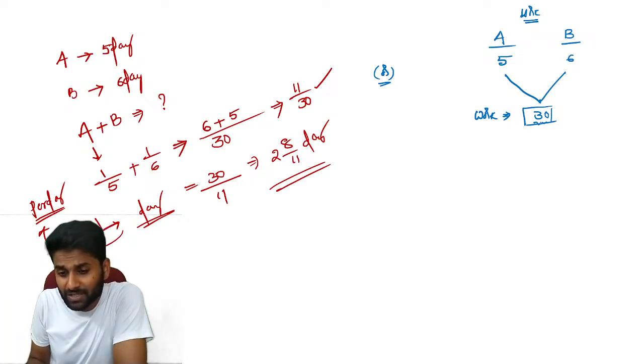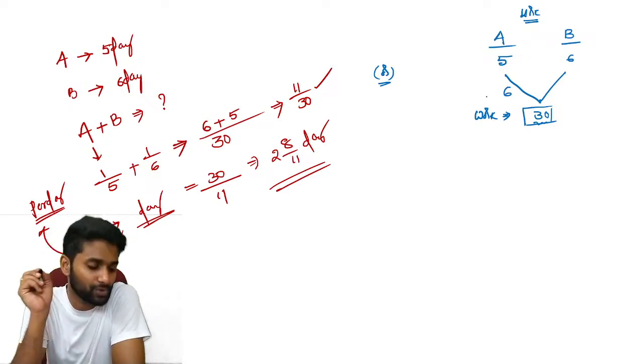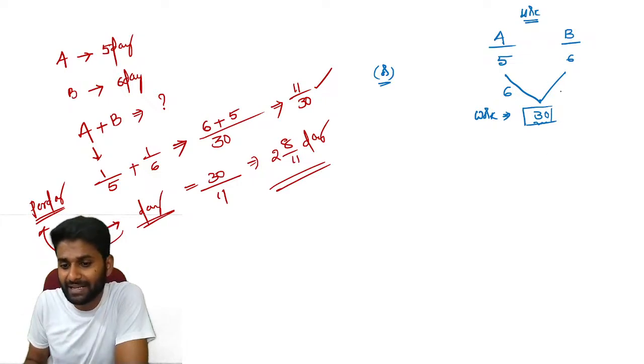Now 30 units of work. A takes 5 days, means A can finish 6 units per day. Same way, 30 units of work B will complete in 6 days. Now B takes 5 units.